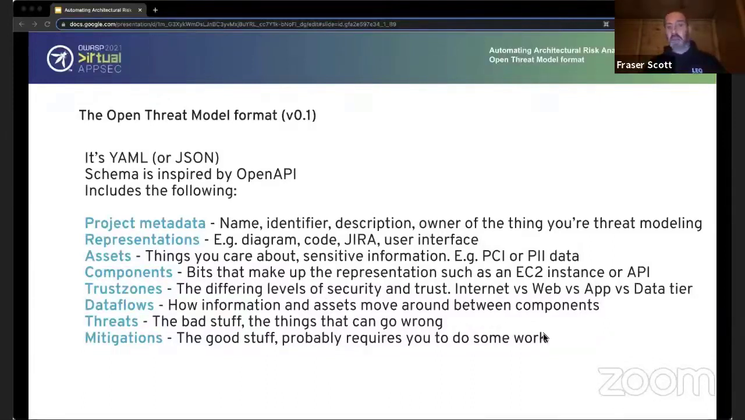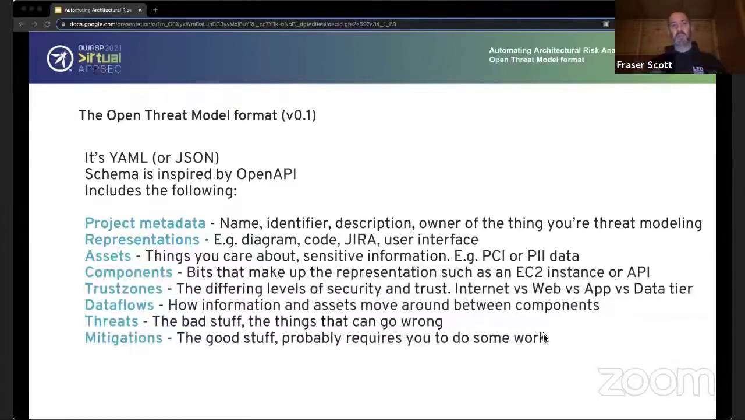Assets, these are the things that you care about, sensitive information like PII or PCI data or some other thing of value. Components, these are the building blocks of any sort of representation. These are things like EC2 instances or API endpoints or chunks of code that together make up a representation for a particular system. Trust zones, familiar terminology in threat modeling, but I don't think it's a universally used term. Typically, these are the differing levels of security within a system. You don't put your database out on the public internet because it's got sensitive data.